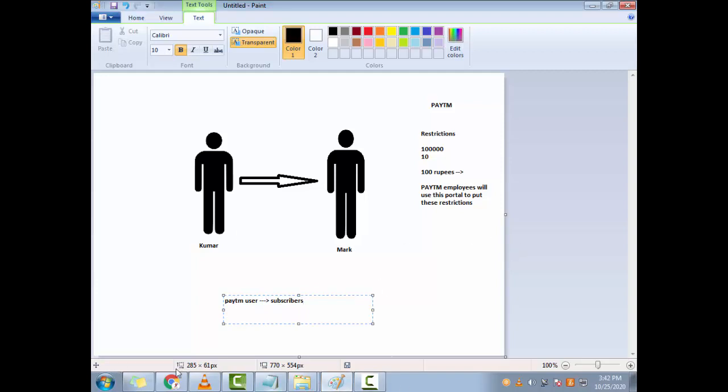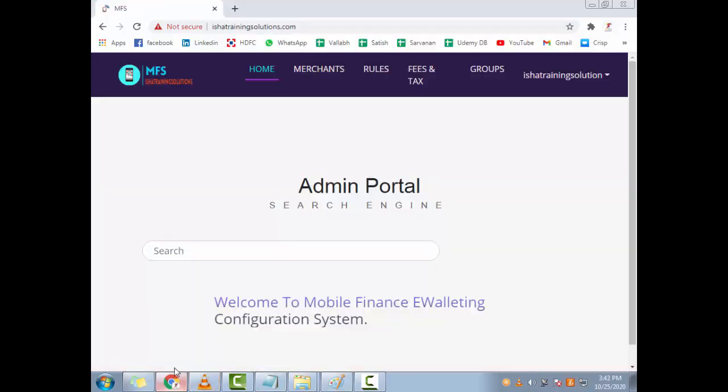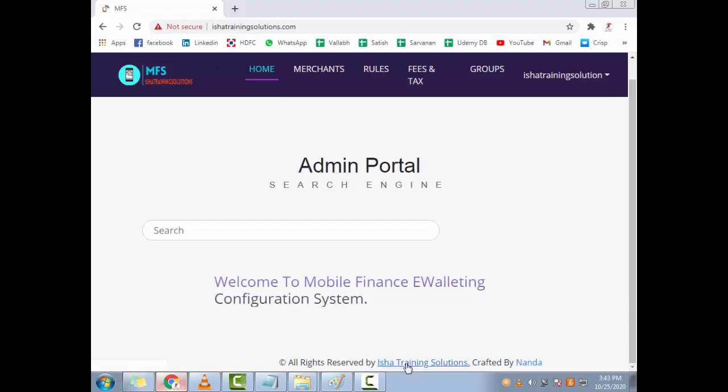How can we do it? Let's go through this simple flow, and once we understand the simple flow, we can explore more and more options on this application. Once you log in, I have already shown you how to log in. Once you log into the application, this is the home page, and you see it is developed by Isha Training Solutions.